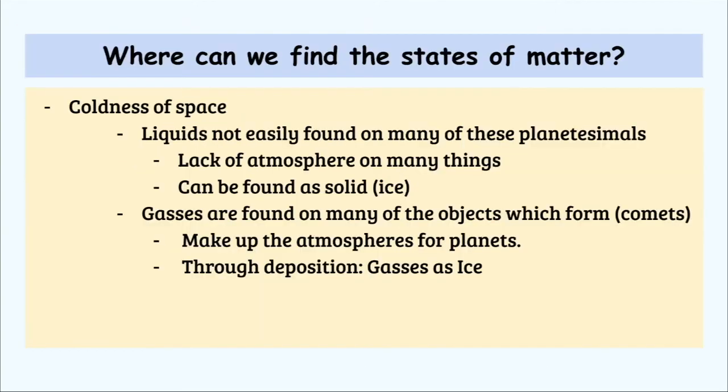Where can we find the states of matter in space? Due to the coldness of space, liquids are not easily found in many of the planetesimals due to a lack of atmosphere on many of them. However, liquids can be found as a solid, such as ice. Gases are also found in many of the objects which form, like comets, and they also make up the atmospheres for planets. They can also be found as ice through deposition on the planetesimals.